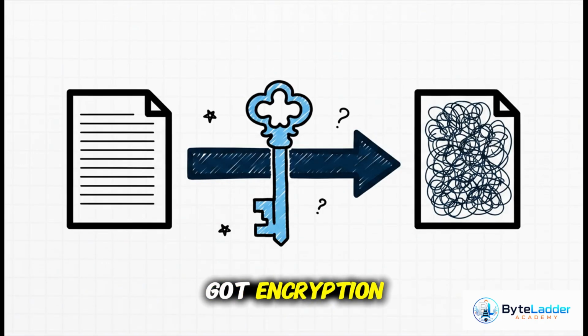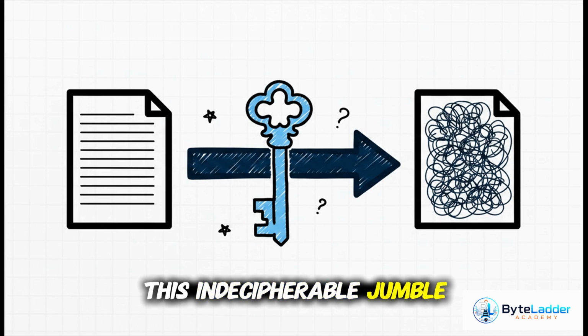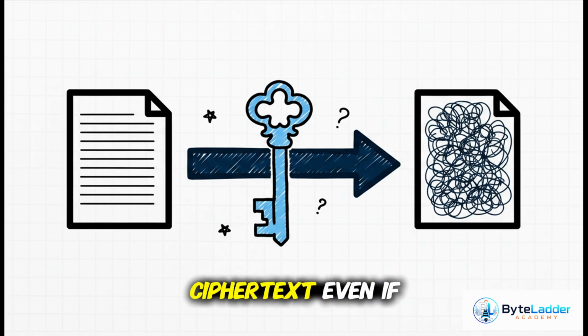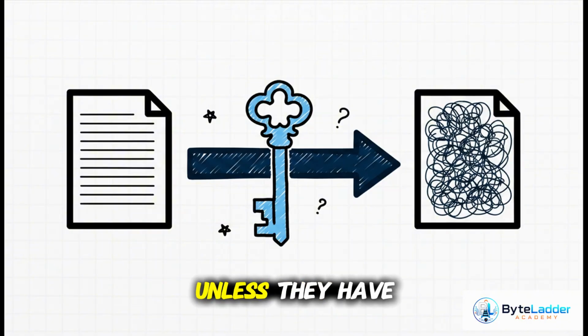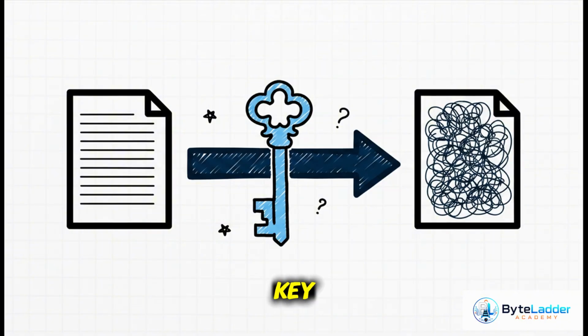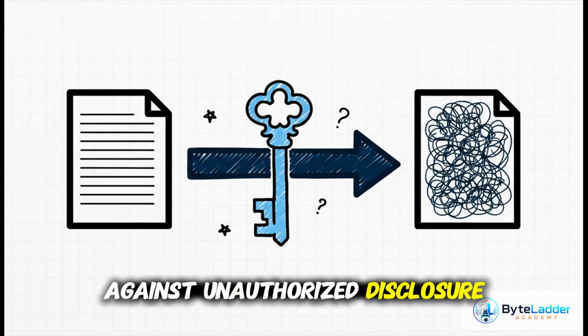First up, we've got encryption. Think of a hospital trying to protect super sensitive patient health records. Encryption is just the process of converting plain, readable text into this indecipherable jumble of code, what we call ciphertext. Even if someone intercepts that data, they won't understand a single word of it unless they have the correct decryption key. Once they plug in the right key, boom, the data is unscrambled right back into plain text. It's truly one of our strongest defenses against unauthorized disclosure.